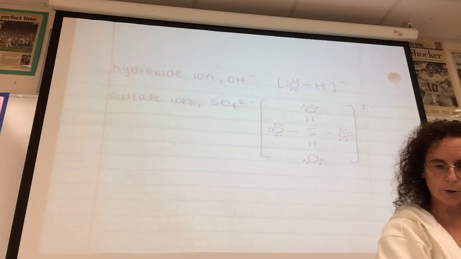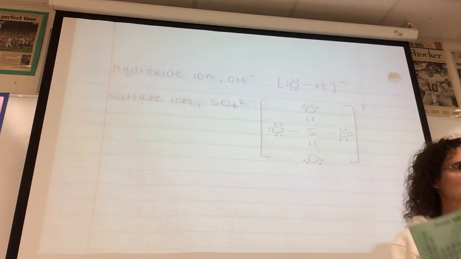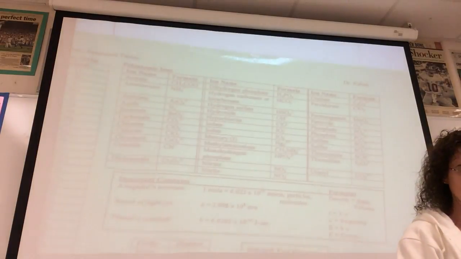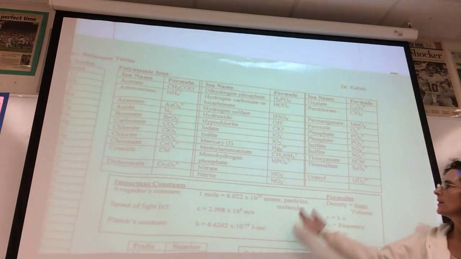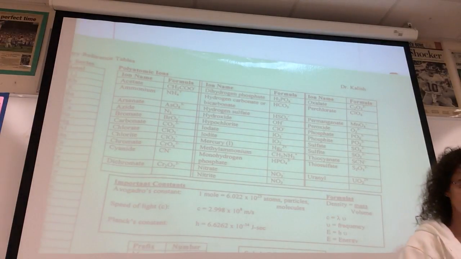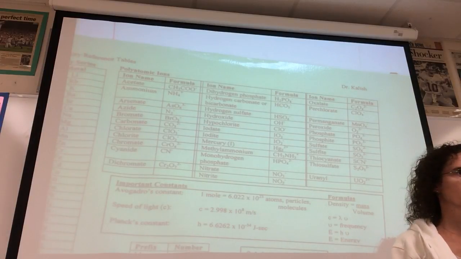Now here's the super good news. You do not need to memorize the polyatomic ions this year. They are on the back of your periodic table, making life much simpler.